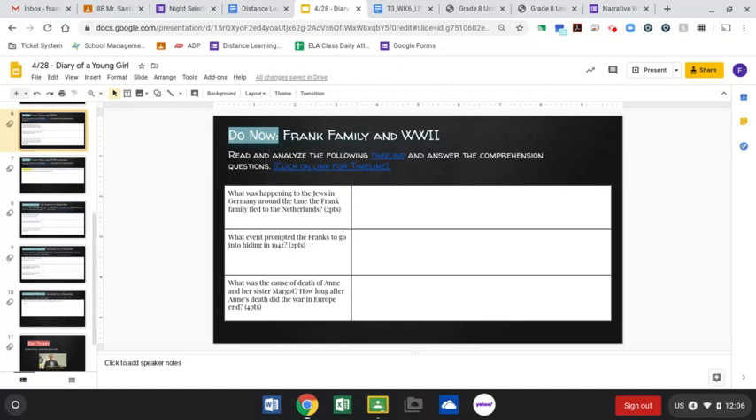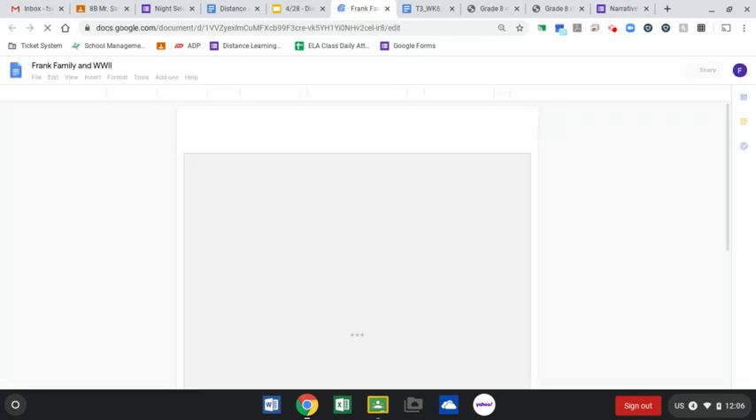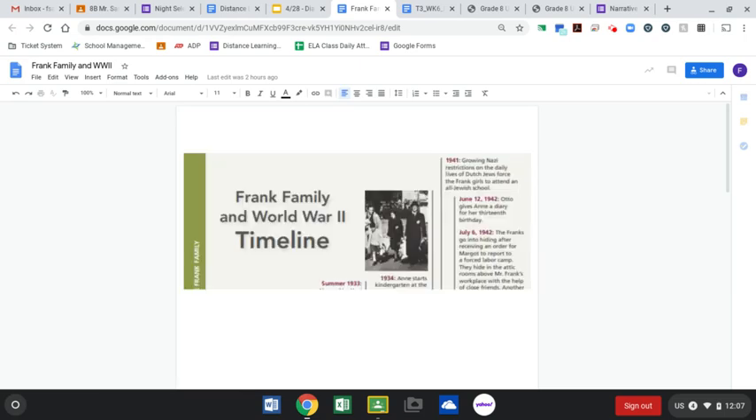Today's classwork focuses on our introduction to our new text. It's not going to be the whole novel, don't worry, but we're going to read an excerpt of Diary of a Young Girl by Anne Frank. For the do now, we're going to click on this link, which takes us to the Frank family and World War II timeline. This timeline illustrates important events during the war itself and during the lives of the Frank family.